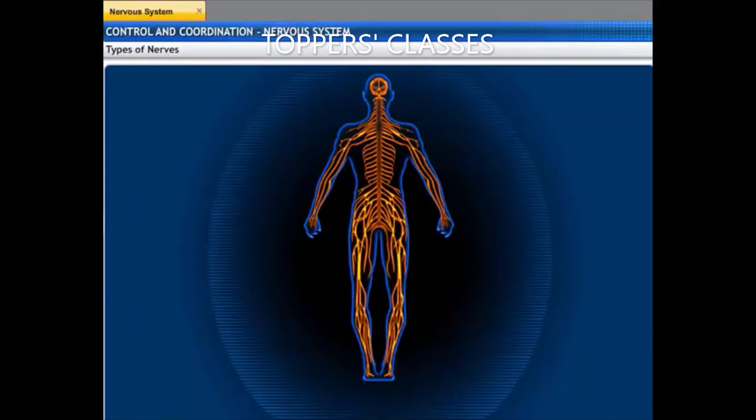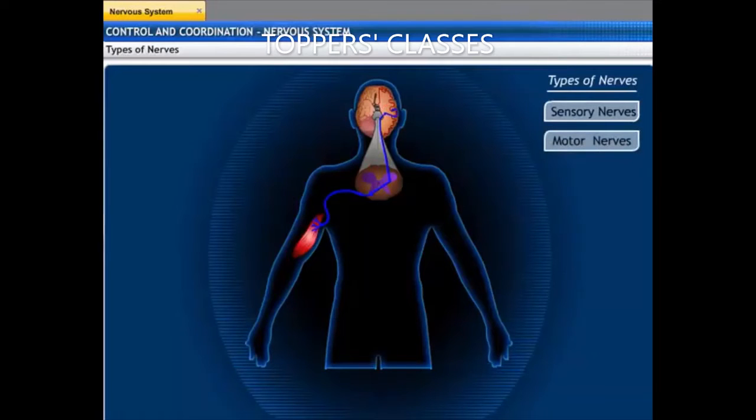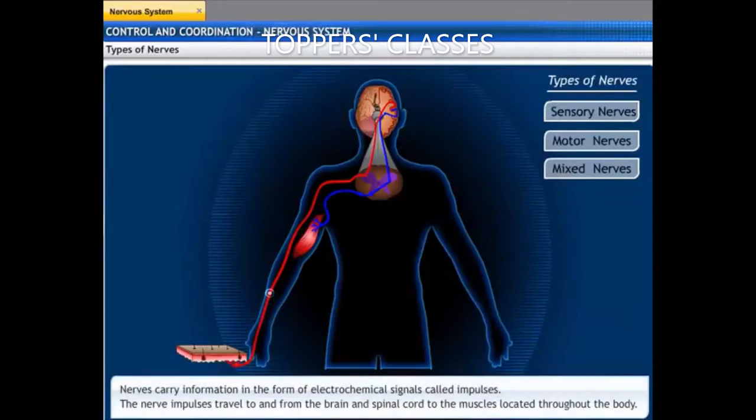Let's analyze the different types of nerves. There are three types of nerves: sensory nerves, motor nerves, and mixed nerves. These nerves carry information in the form of electrochemical signals called impulses to and from the brain and spinal cord to the muscles located throughout the body.